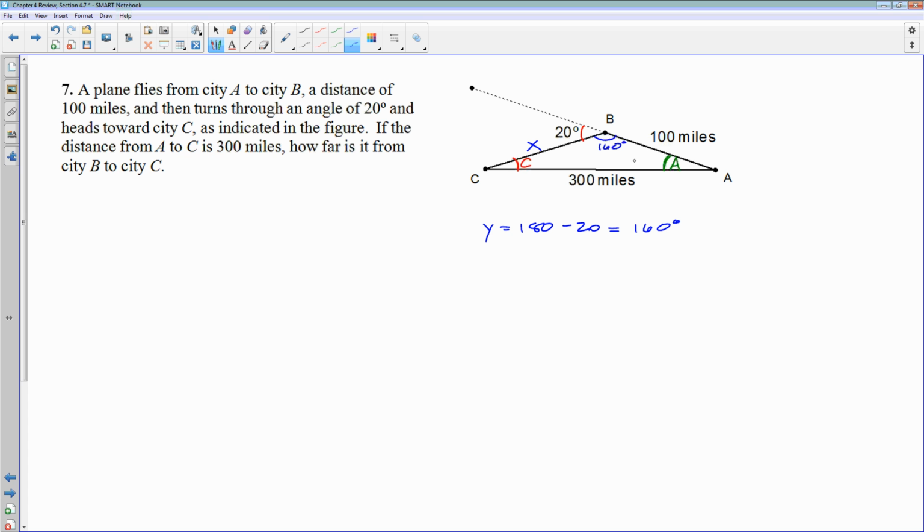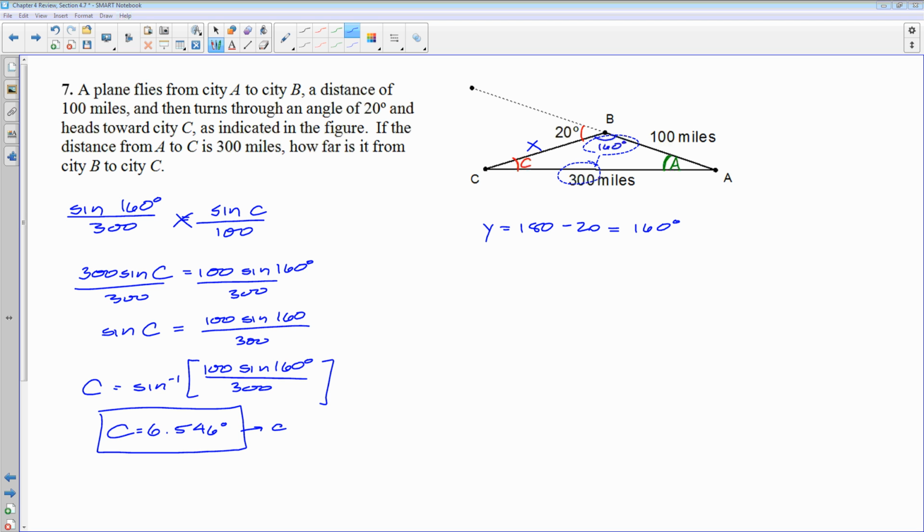And what I can say is sine of 160 over 300 would equal the sine of C over 100. And then we will cross multiply that, and we'll punch that in the calculator to get an answer for the angle C. Okay, so I solved for C, and I got 6.546, and I'm going to store that in my calculator for C.